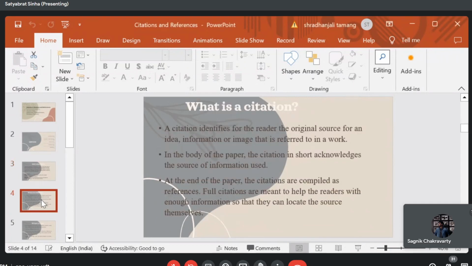So, I want to explain now what a citation is. As I said, all knowledge is based on previously existing knowledge, previously existing arguments, etc. What a citation does is identify for the reader the original source of any idea, information, or image that is referred to in a work. If you are using any idea that's not yours, any information that is not commonly available or that is not yours, or any image that is not yours, you have to identify the original source of that information. And the citation is provided in the body of the paper. I'll give you an example.